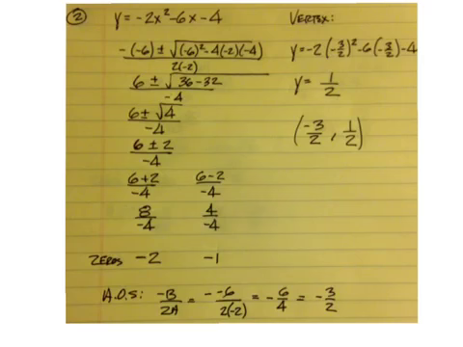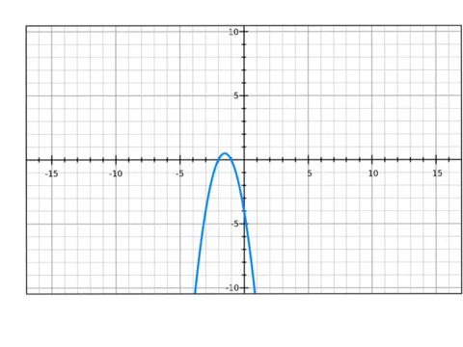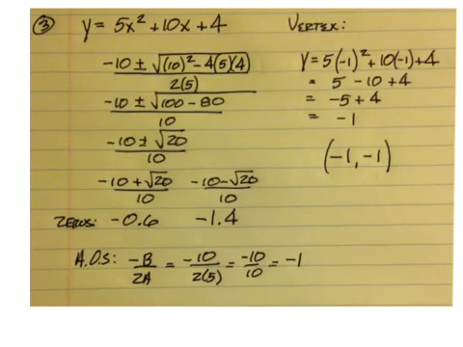Here's number 2. The zeros are -2, -1. Axis of symmetry is -3/2, which is -1.5. And the vertex is -1.5 and a half. Here's the graph for number 2. Here's number 3. The zeros are -0.6 and -1.1. Axis of symmetry is -1. And the vertex is going to be -1, -1.